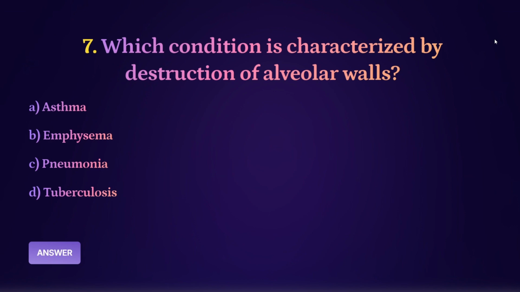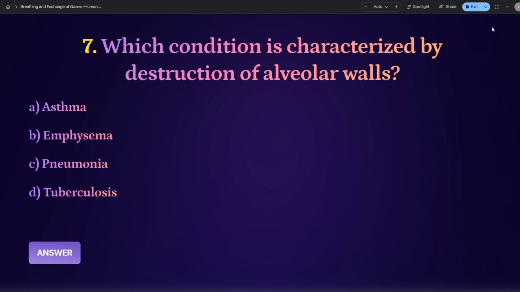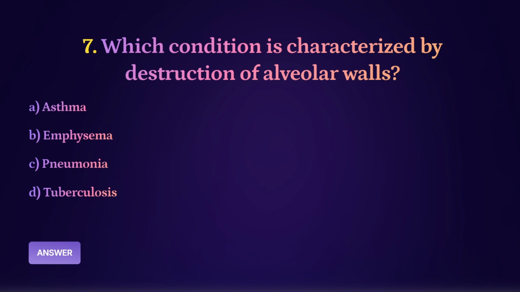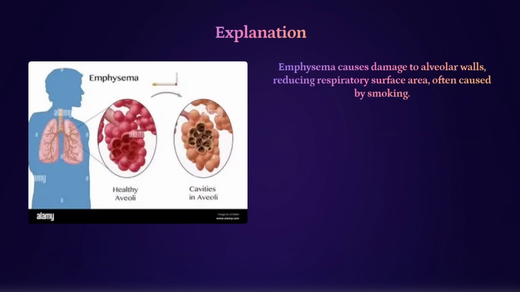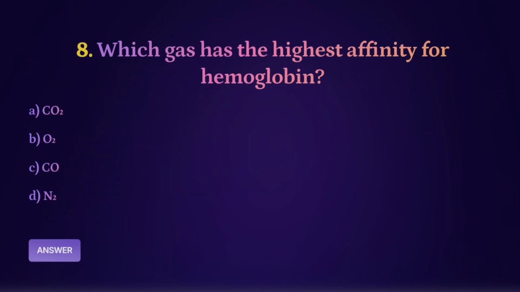Let's see question number 7. Which condition is characterized by destruction of alveolar walls? The options are A. Asthma, B. Emphysema, C. Pneumonia, or D. Tuberculosis? Destruction of alveolar walls is caused by option B, emphysema. Emphysema causes damage to alveolar walls, reducing the respiratory surface area, and it is often caused by smoking.